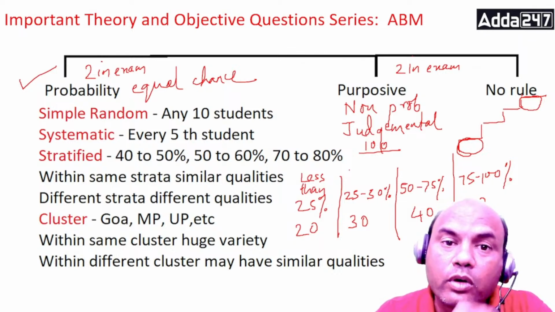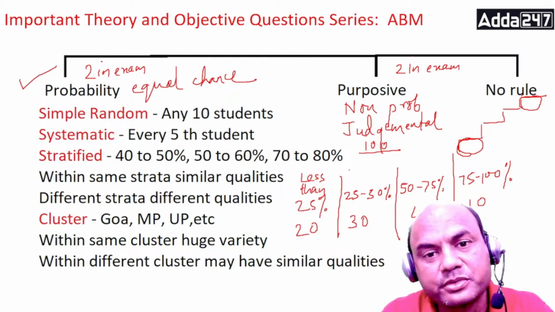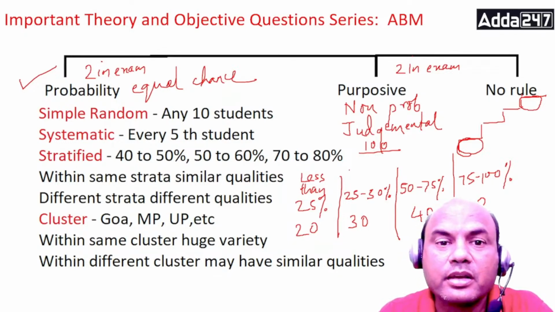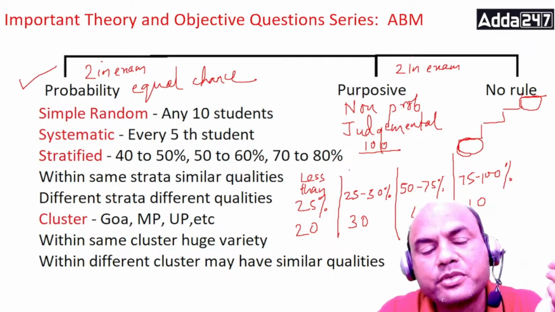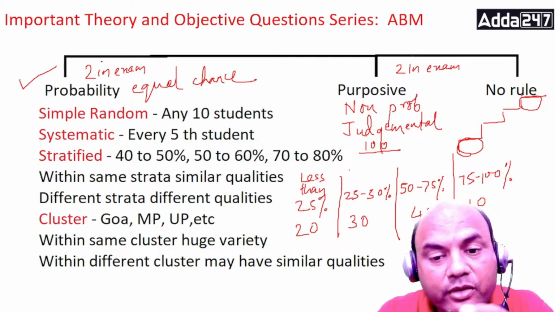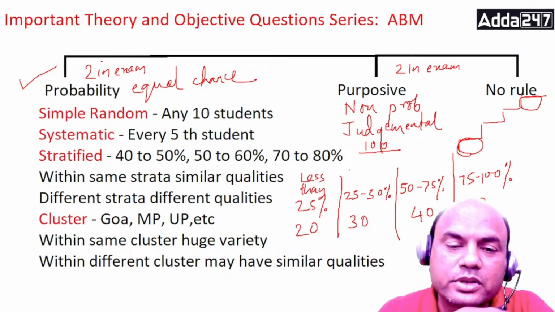Means in Goa also I'll be having some clever student. In Punjab also I'll be having the clever student. In Tamil Nadu also I'll be having. In Kashmir also I'll be having. In Maharashtra I'll be having. It means within different clusters, there can be similar students.